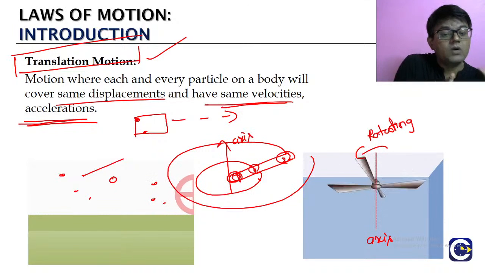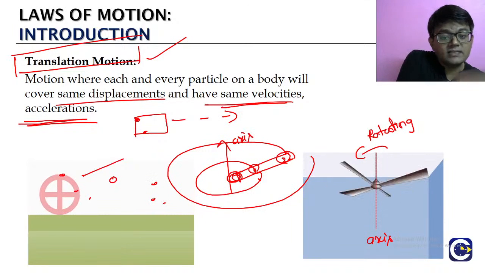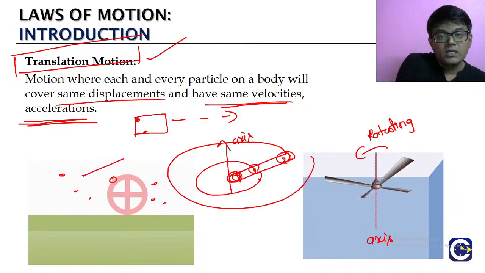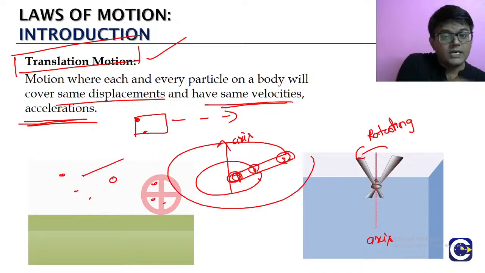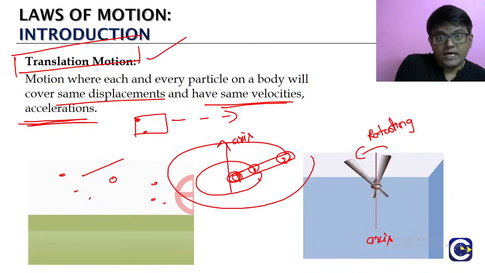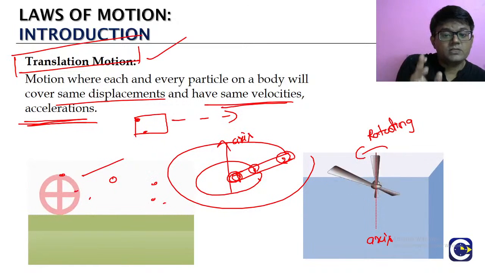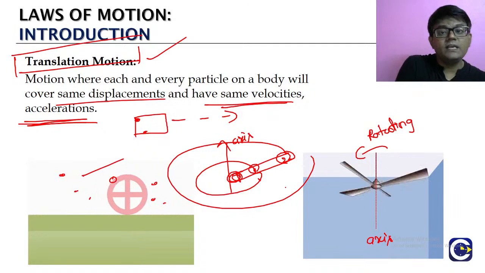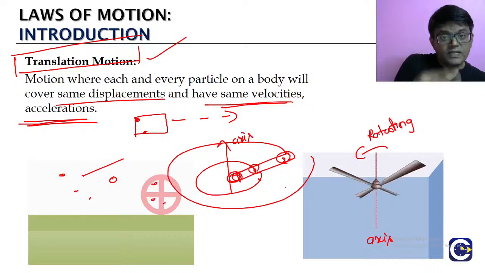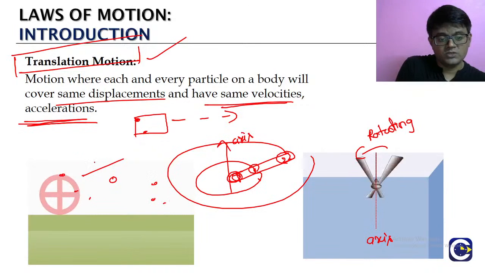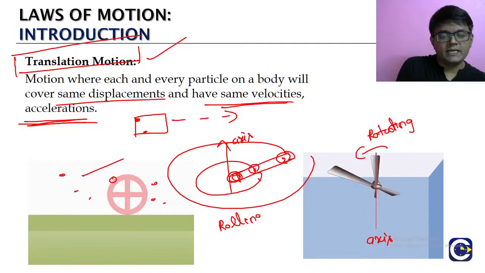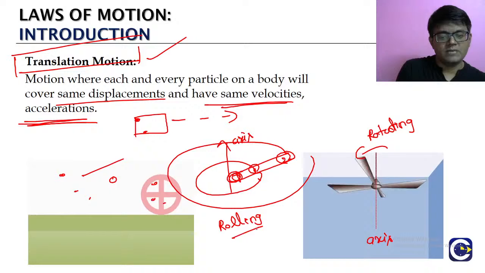But here, what are we clearly able to observe? The distance covered by these particles is not the same. Particle 1 is going in a circle of small radius, particle 2 is going in a circle of larger radius. So this is not translation motion. Even if you take the wheel which is rolling, here this wheel is just having translation motion. Rolling, we will study in the same rotational motion chapter.